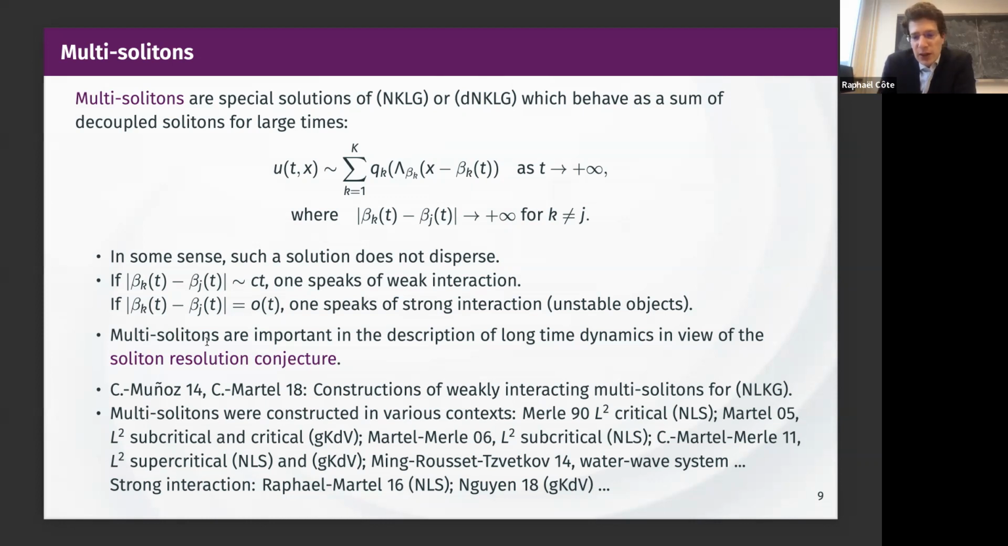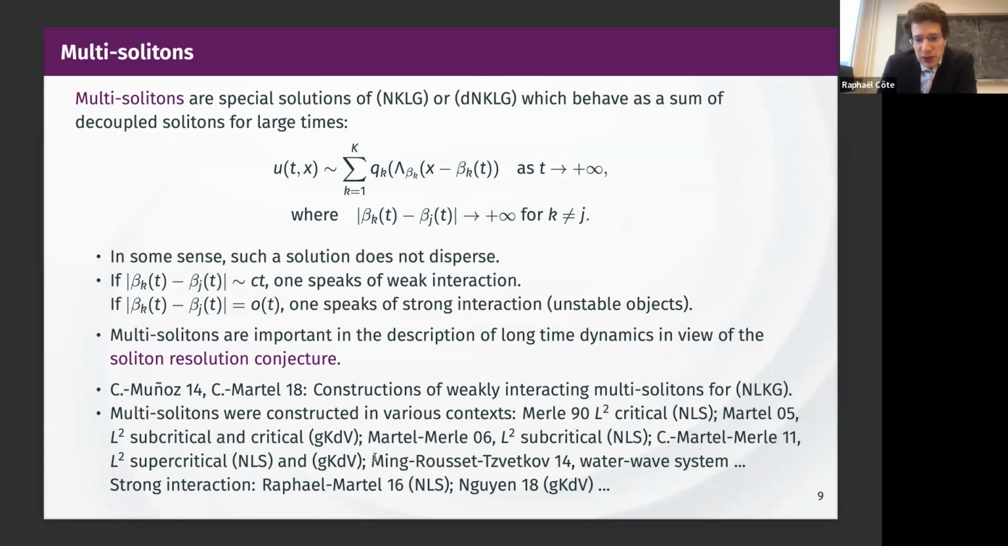Multi-solitons are important, especially in view of the soliton resolution conjecture, which tells you that multi-solitons are somehow the building blocks of the long-time behavior for generic solutions. And there have been a whole bunch of papers on constructing multi-solitons. It started with Merle in '90 for NLS in the L2 critical case. Then Martel worked on the Korteweg-de Vries equations. And we extended, with Yvan and Franck, to the L2 supercritical case.